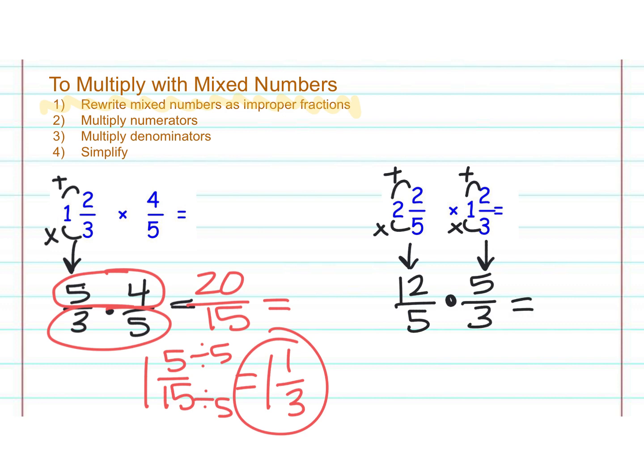12 times 5 is 60, 5 times 3 is 15. This is an improper fraction, so I need to simplify, and I know 15 goes into 60 four whole times with nothing left over, so my answer is just going to be 4.